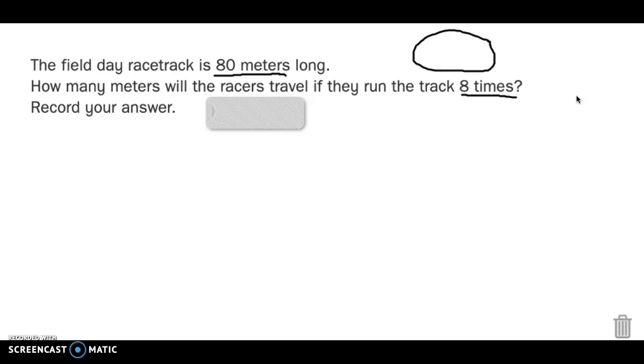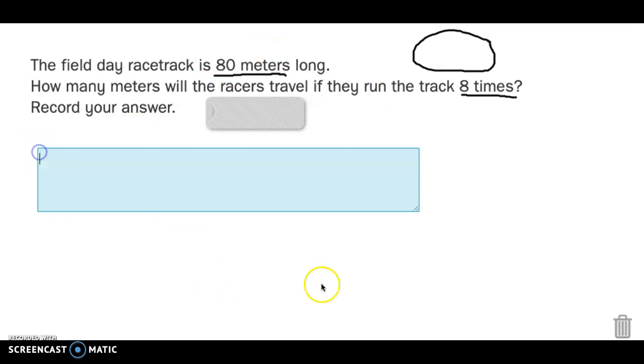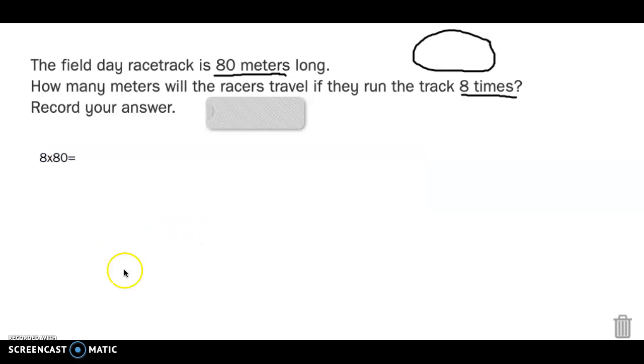All right, if I'm off pause, that means you have come up with an answer. Let's figure out some strategies we could have done. Well, I'm looking at this and I know that I need to go 8 times around an 80-meter track. So I'm going to say 8 times 80. Well, how would I solve that equation?